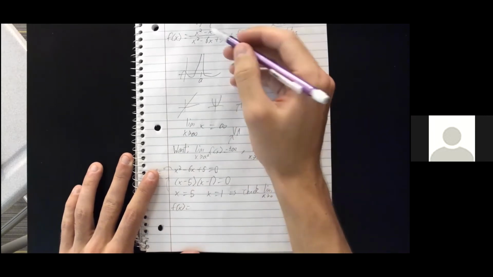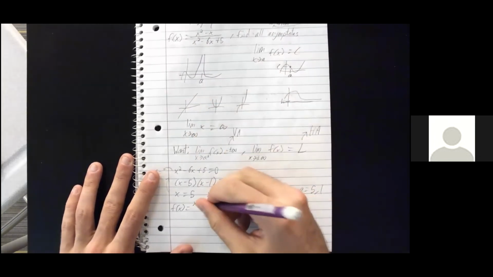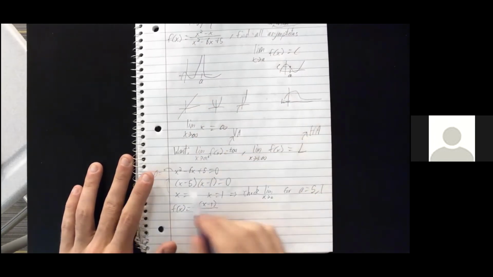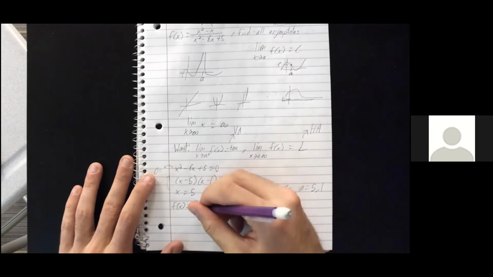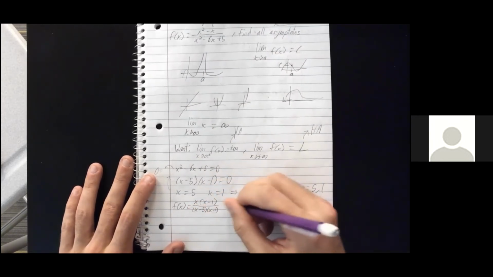I'm just going to do it directly. So I can factor out this x, right? So x, that's going to be x minus 1. And then we already factored down here. So I can just take that. And you'll probably notice we canceled.